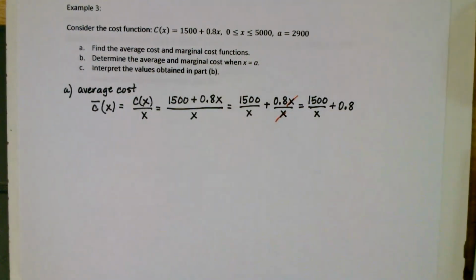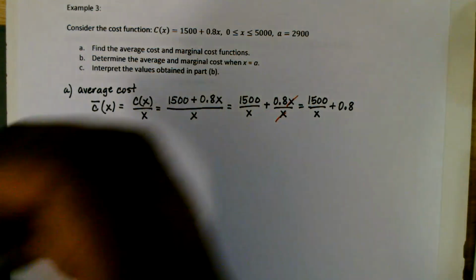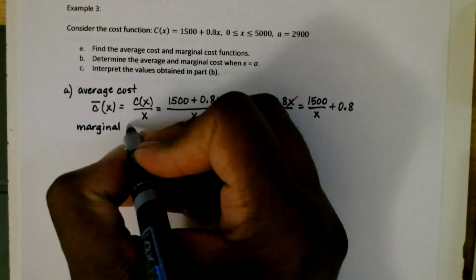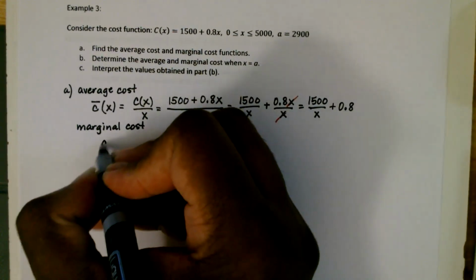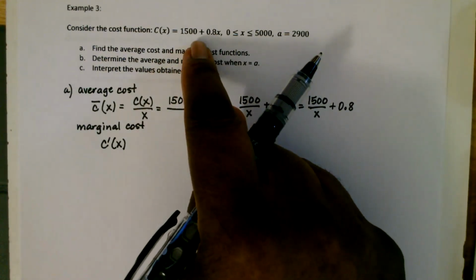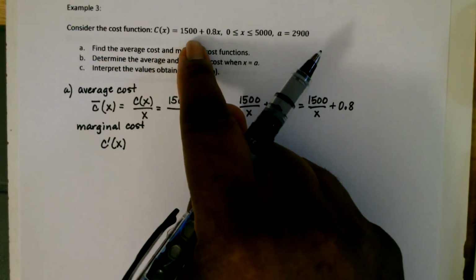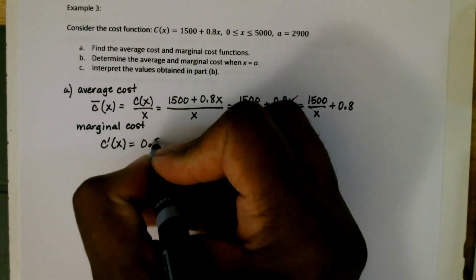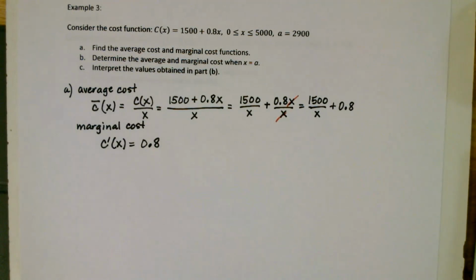So the average cost function there would be 1500/x plus 0.8. And now we want the marginal cost function. That's taking the derivative of your cost function right here. Well, we take the derivative of each piece. The derivative of 1500 is 0. The derivative of 0.8x is simply 0.8. That's all there is to that problem. That's part A, finding the average cost and the marginal cost functions.